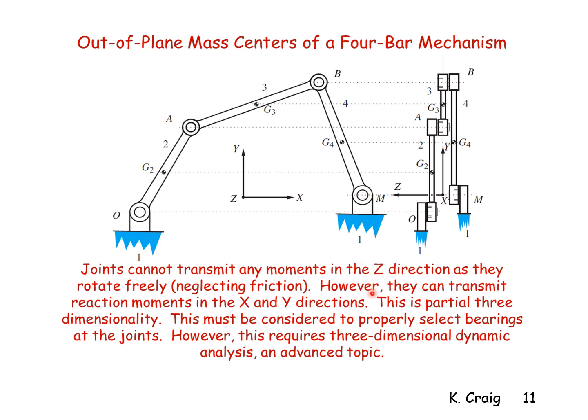However, these joints can transmit reaction moments in the X and Y directions. So if the mechanism is out of balance or there are disturbing forces, these joints can resist those moments in the X and Y directions. This is what we call partial three-dimensionality. You need to consider this to properly select the bearings, the ball bearings at the joints, so they don't fail.